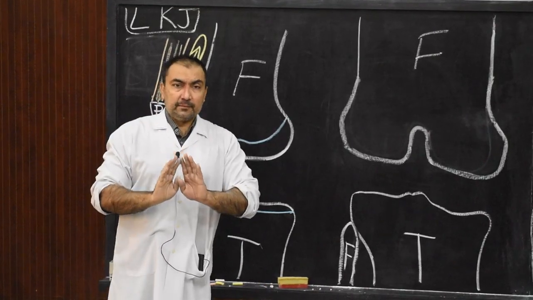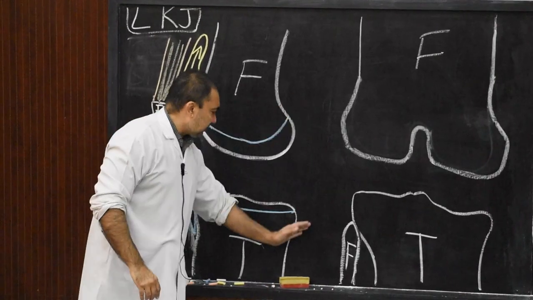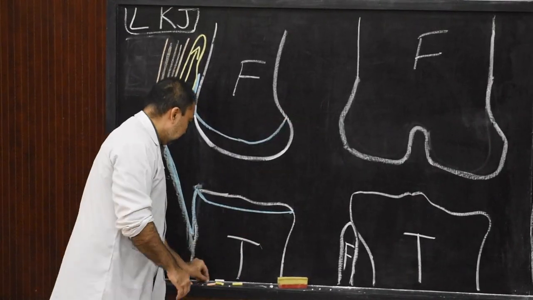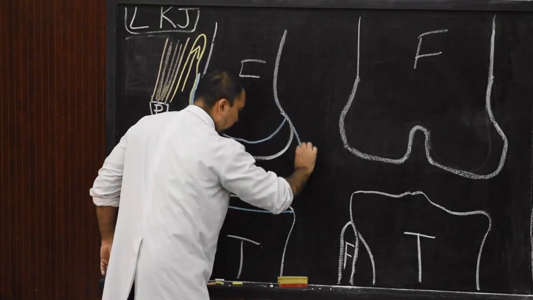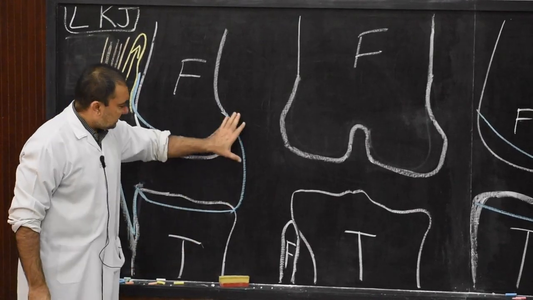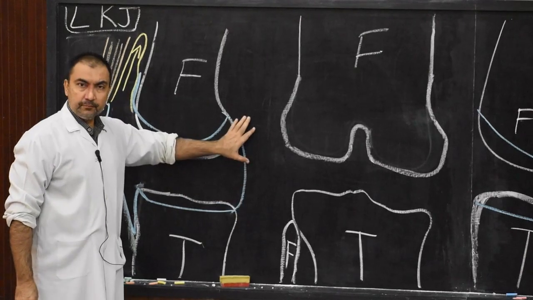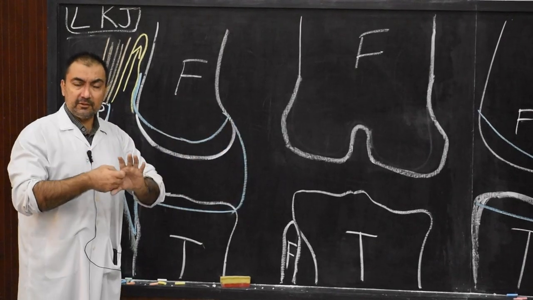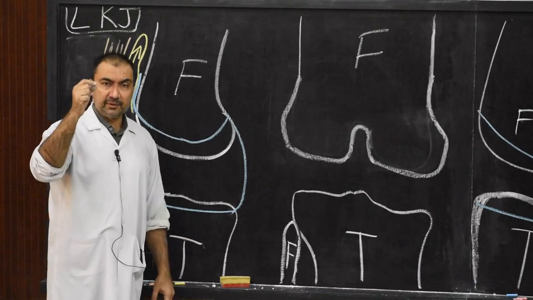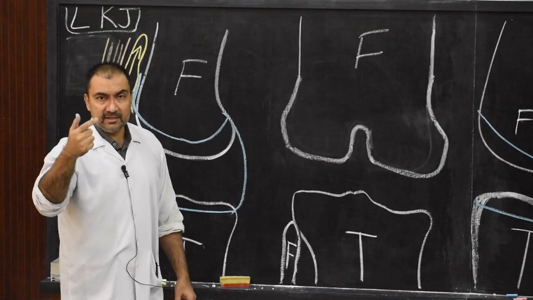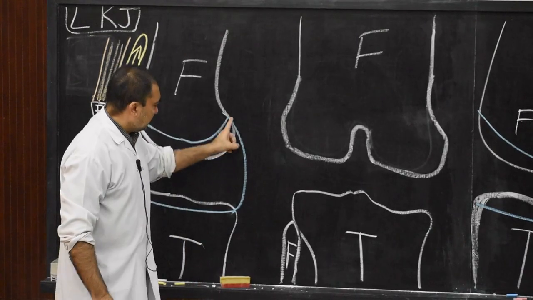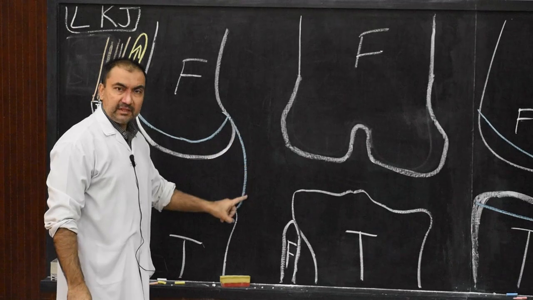posterior region. The entire posterior region here, if I show that this is the capsule posteriorly, the entire posterior region of the capsule has reinforcement or it is strengthened by oblique popliteal ligament. Now this oblique popliteal ligament is one of the ligaments of knee joint which will come up in the later segment. So oblique popliteal ligament will be attached to the posterior part of the capsule of the knee joint.